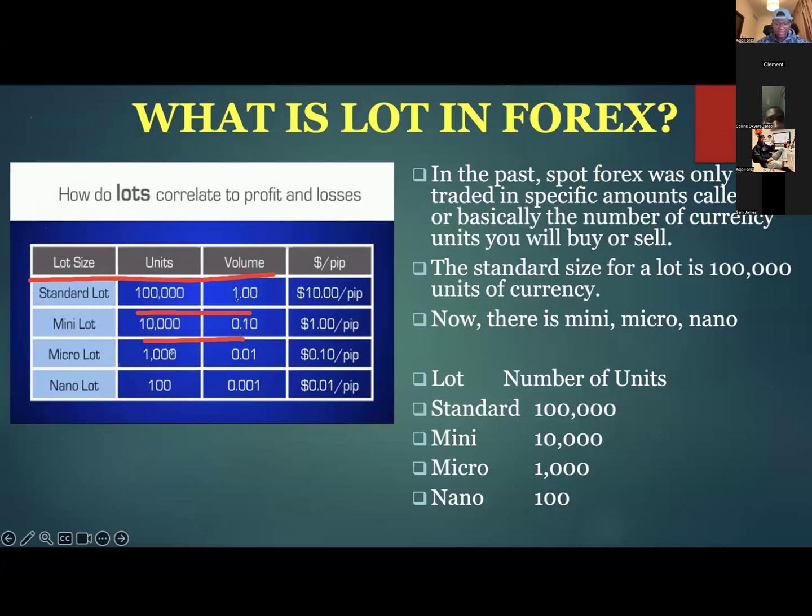So one lot is equivalent to $10 per pip movement. You remember that when we did the pip, it was 1.6070 or something, right? If it moves from 1.6070 to 1.6071, then it's one pip. So if you traded one lot and this one moved from 6070 to 6071, then you've made $10 already. That's how serious trading is.